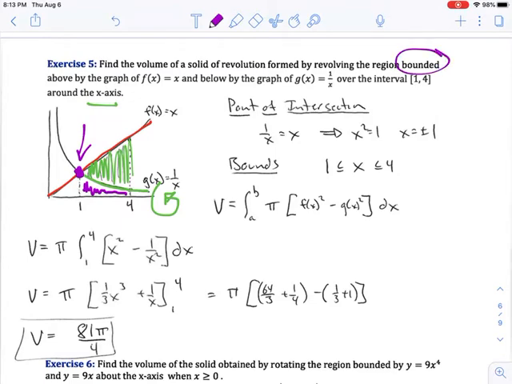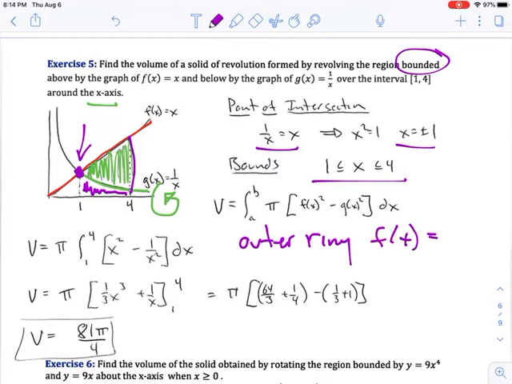You can use Desmos to do this, or you could just do it algebraically: set the two equations equal to each other, and then solve that. You get x equals plus or minus 1. We're in the positive quadrant, so we just want x equals 1. And the other boundary is x equals 4. We were given that. So our bounds go from 1 to 4. And then we need to determine the outer ring. What is the outer ring? Okay, the outer ring is function f of x.